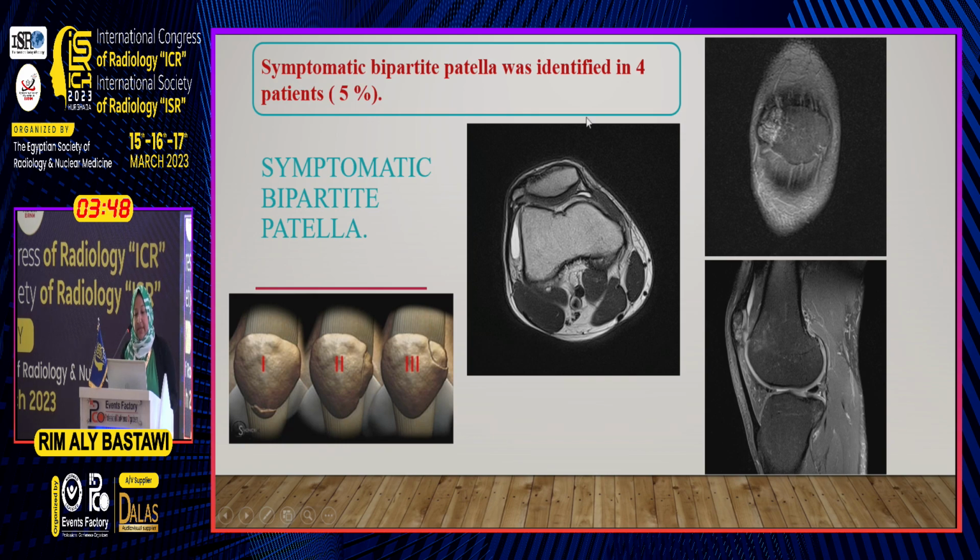Symptomatic bipartite patella was identified in 5% of patients. Bipartite patella per se is a normal anatomic variant, which is asymptomatic, but when there is some sort of instability at the synchondrosis between the bipartite bone and the patella, this results in presence of symptoms, and the MRI nicely demonstrates the bone marrow edema at the bipartite patella with or without abnormal hyperintensity at the intervening synchondrosis between the bipartite bone and the patella.